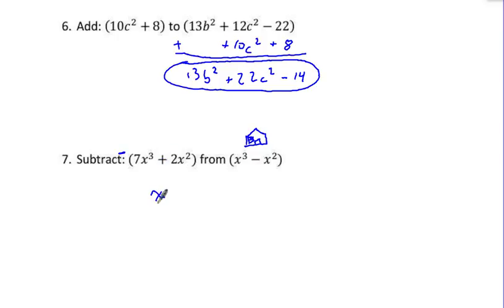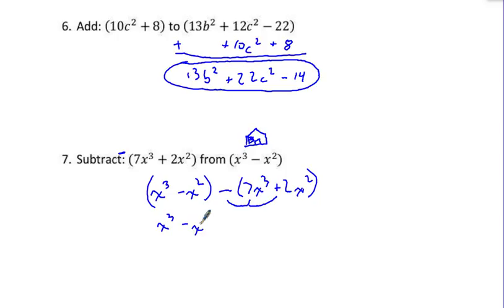So we could write it like the last example, x cubed minus x squared minus 7x cubed plus 2x squared. Remembering we now need to distribute that negative 1 to both of these terms, changing their signs. So we have x cubed minus x squared minus 7x cubed minus 2x squared. As we distribute the negative, these all change.